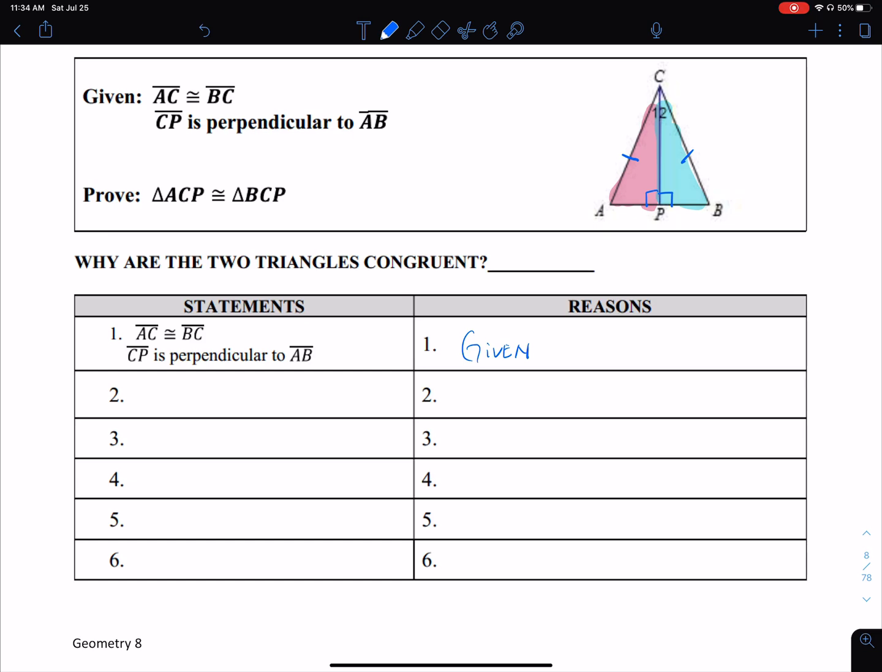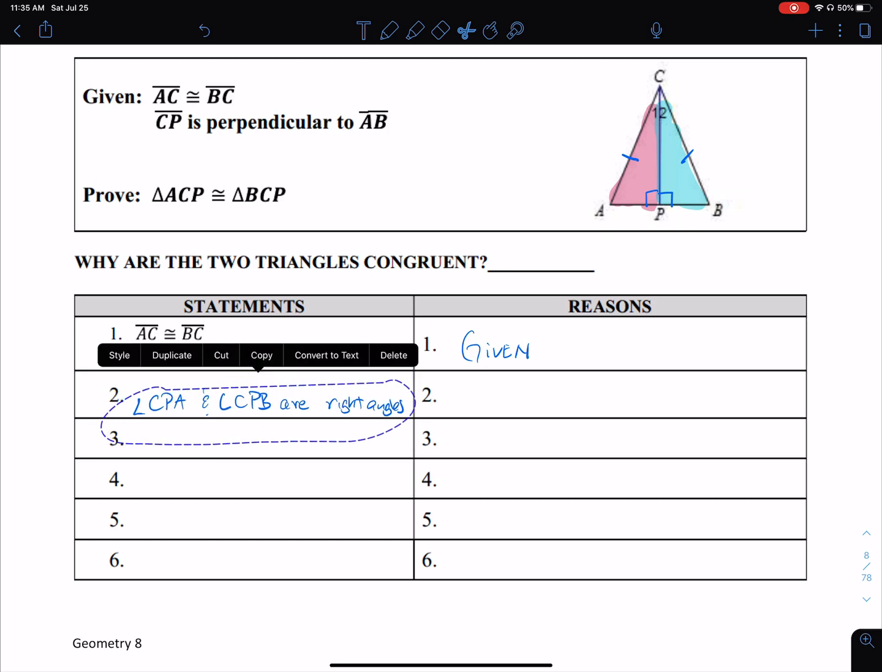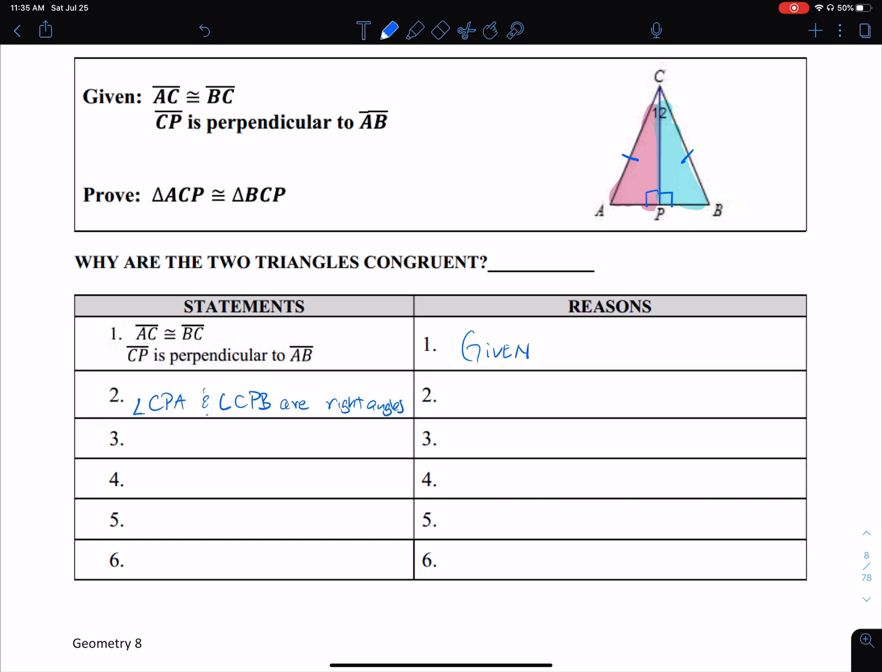I think we would agree that this angle and this angle are right angles. So angle CPA and angle CPB are right angles. I wrote that high because I didn't know if I'd have enough room to get it in. How do we know those are right angles? Well, we were told this was perpendicular, so it's the definition of perpendicular.